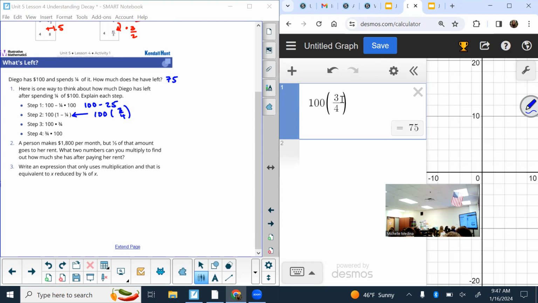What way do you think is easier? Do you think it's easier to do 100 times 1/4 and then subtract it from 100? Or do you think it's easier to just times it by 3/4, which is what remains? It's up to you. That's more of an opinion question. But doesn't it give you the same answer?